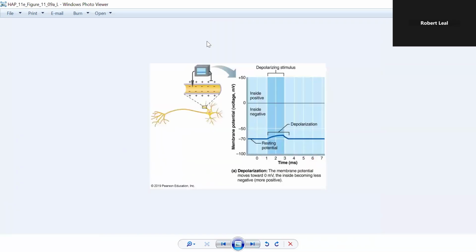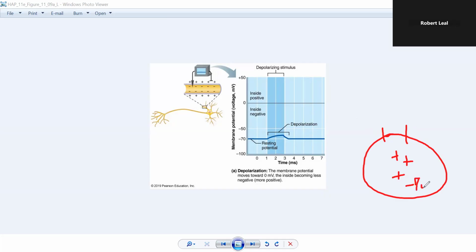Now, anytime you have positive ions flow into the cell and you make it less negative, or you could say more positive, the term is called depolarization. So we have a cell and the neuron releases neurotransmitters and opens up channels for positive ions to come in. As positive ions flow in, you're changing the voltage, you're making it less negative. So at rest, it's minus 70 millivolts, but as positive ions come in, it's becoming less negative. That term is called depolarization.